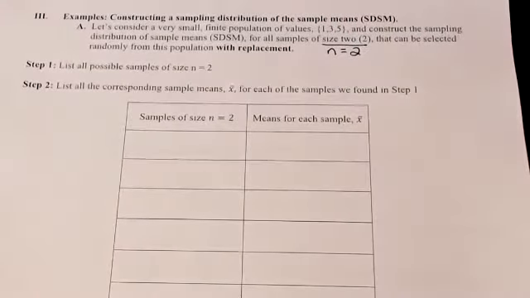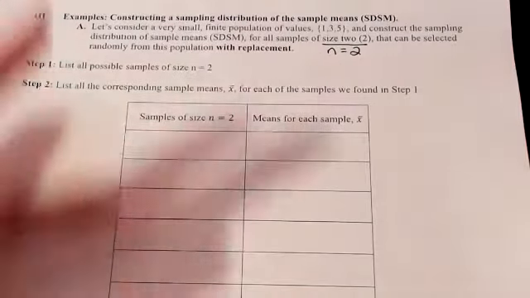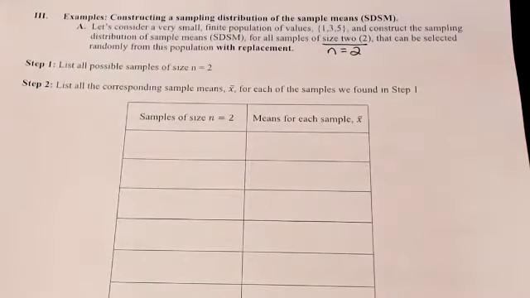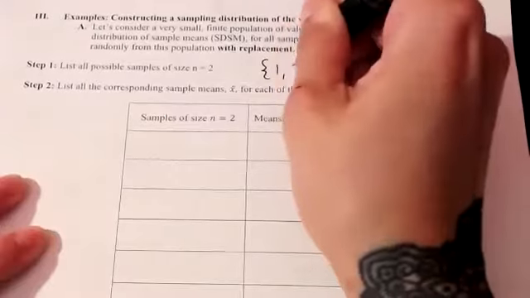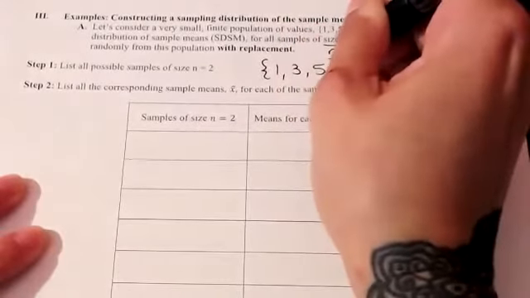So when we think about each of our groups, there's at most going to be 2 values that can be selected randomly from this population with replacement. So the first thing we're going to want to do is fill in this chart with all the possible samples of size n is 2. Keep in mind that you can only choose from these 3 values, 1, 3, and 5.